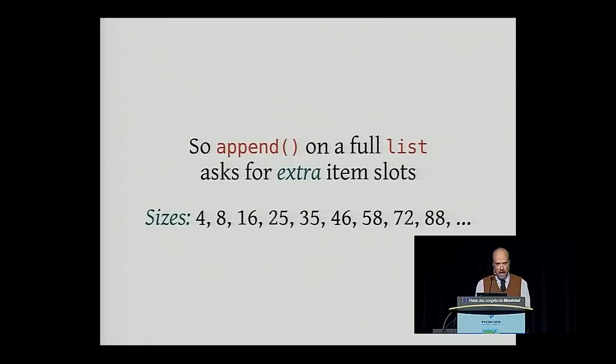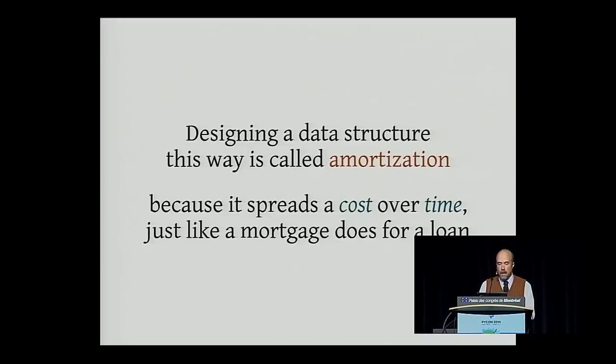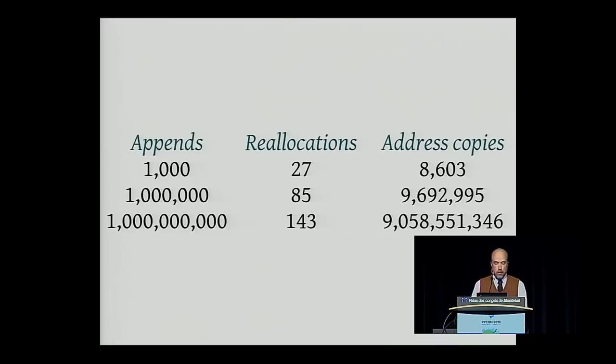So, how does the list get out of this problem? An append on a full list doesn't just add one slot, it adds several. And the list goes through a series of expanding sizes. Designing a data structure in this way is called amortization because it spreads the cost of reallocation over a lot of time, just like a mortgage does for a loan. And so if you build a 1,000, 1,000,000, or 1,000,000,000 element list, the number of reallocations stays under control, and thus you'll notice the number of address copies only grows by about the number of zeros you're adding to the size of your data set. That's very good performance.